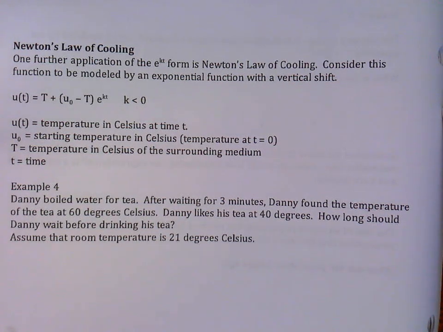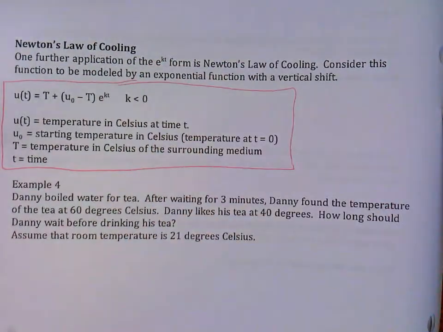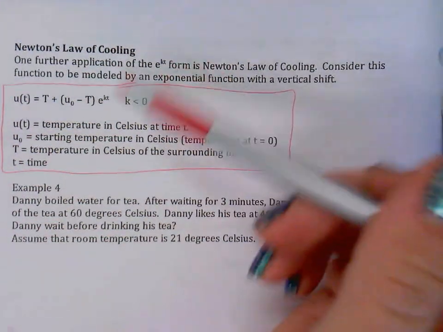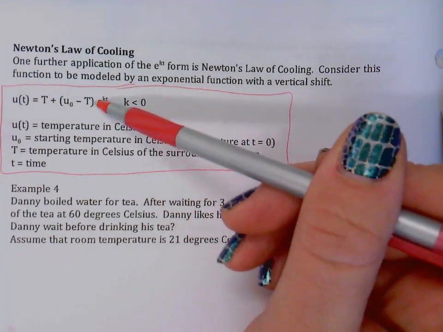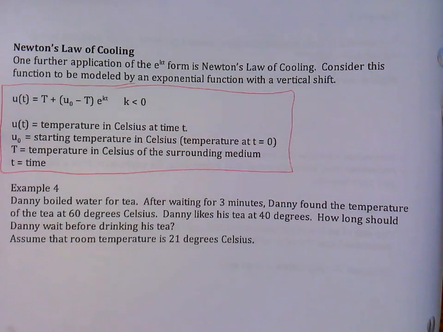We used yesterday. And if I gave this to you on your test, I would give you this entire explanation so that you have what every single variable and term means. But if you notice, e to the kt is part of that equation. So this is 409, page 2.